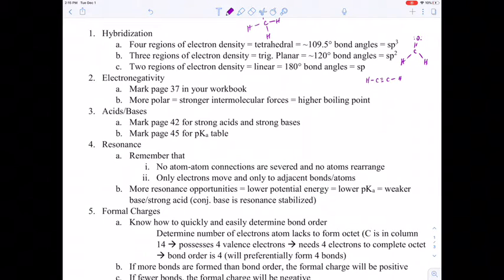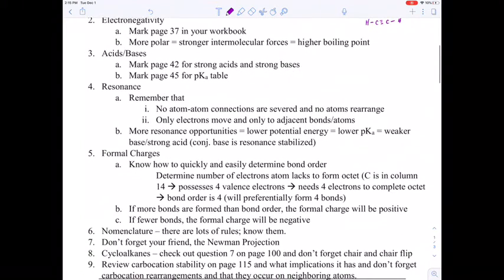Remember the trends. For instance, more polar means we have a bigger difference in electronegativity between the 2 atoms of that particular bond. More polar means you have stronger intermolecular forces. That means we have stronger attractions, which means things like higher boiling points. So if you flip the page from 37, you can have a reminder of that.